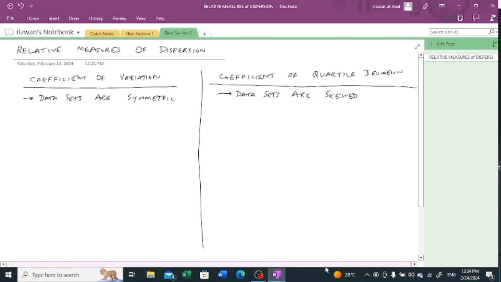Hello students, in this session we are going to discuss the calculation or computation of relative measures of dispersion, their scope and use. So there are two different relative measures of dispersion. One we call coefficient of variation, that is based upon mean and standard deviation, and the other one is the coefficient of quartile deviation that depends upon the quartiles.